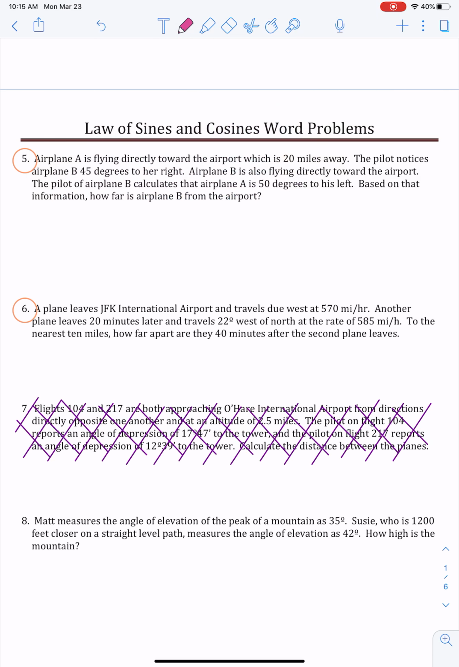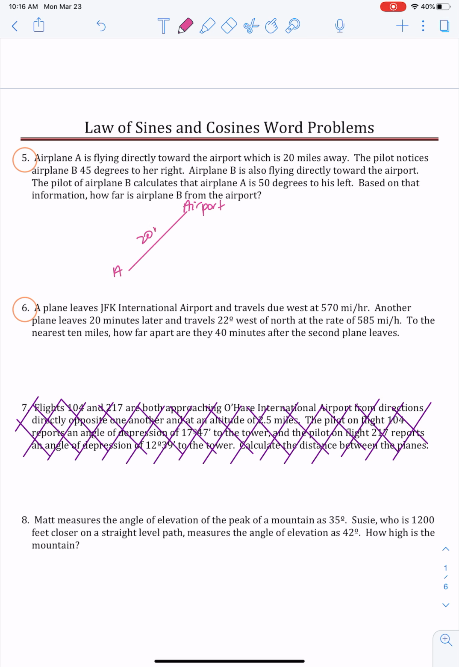Okay, the next one says that an airplane is flying directly to the airport. So we've got airplane A, and they're going to the airport. Hopefully, that's where they're going. And they're only 20 miles away, which for an airplane is not that far. But they notice there's another one, and by they notice, they mean air traffic control probably told them, and they are 45 degrees to the right.